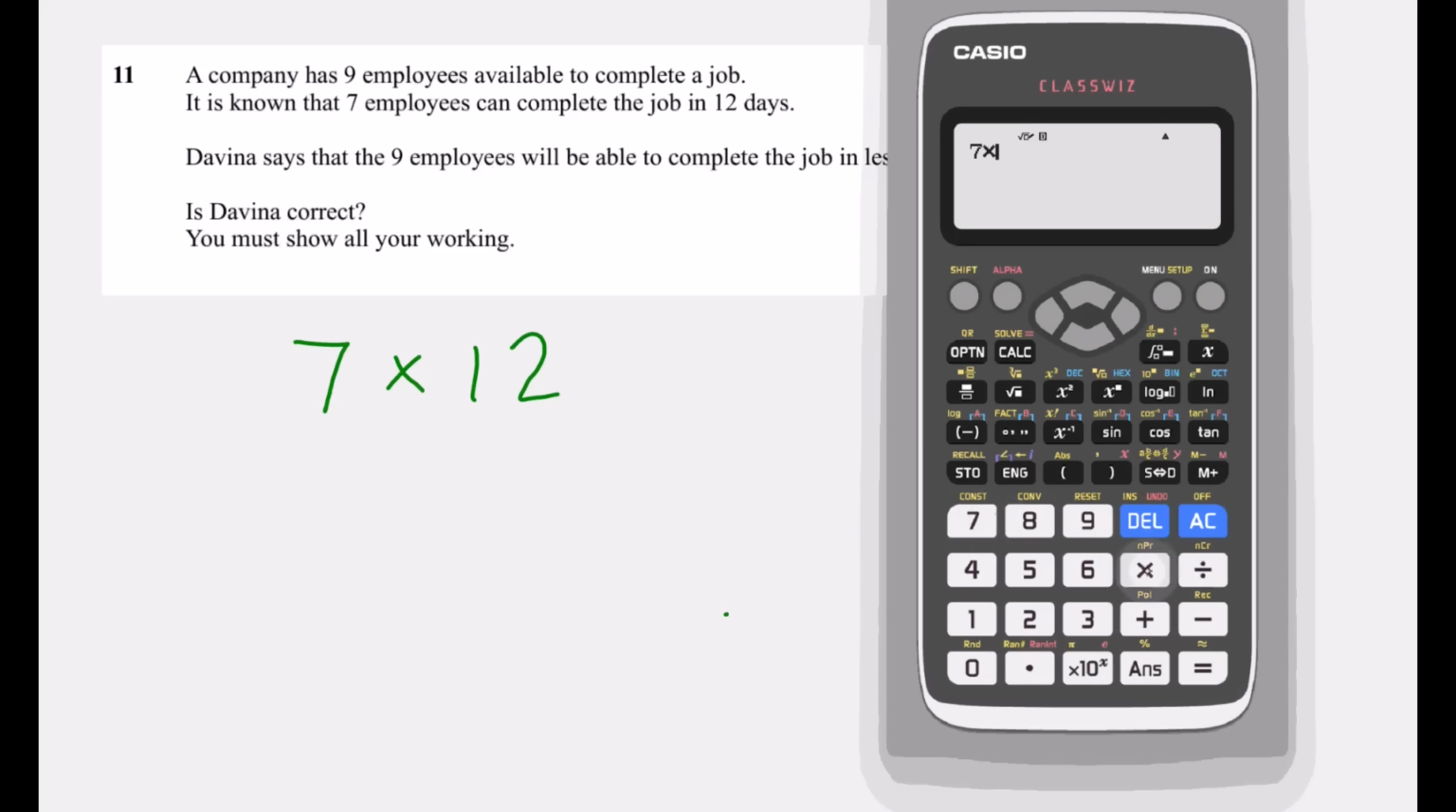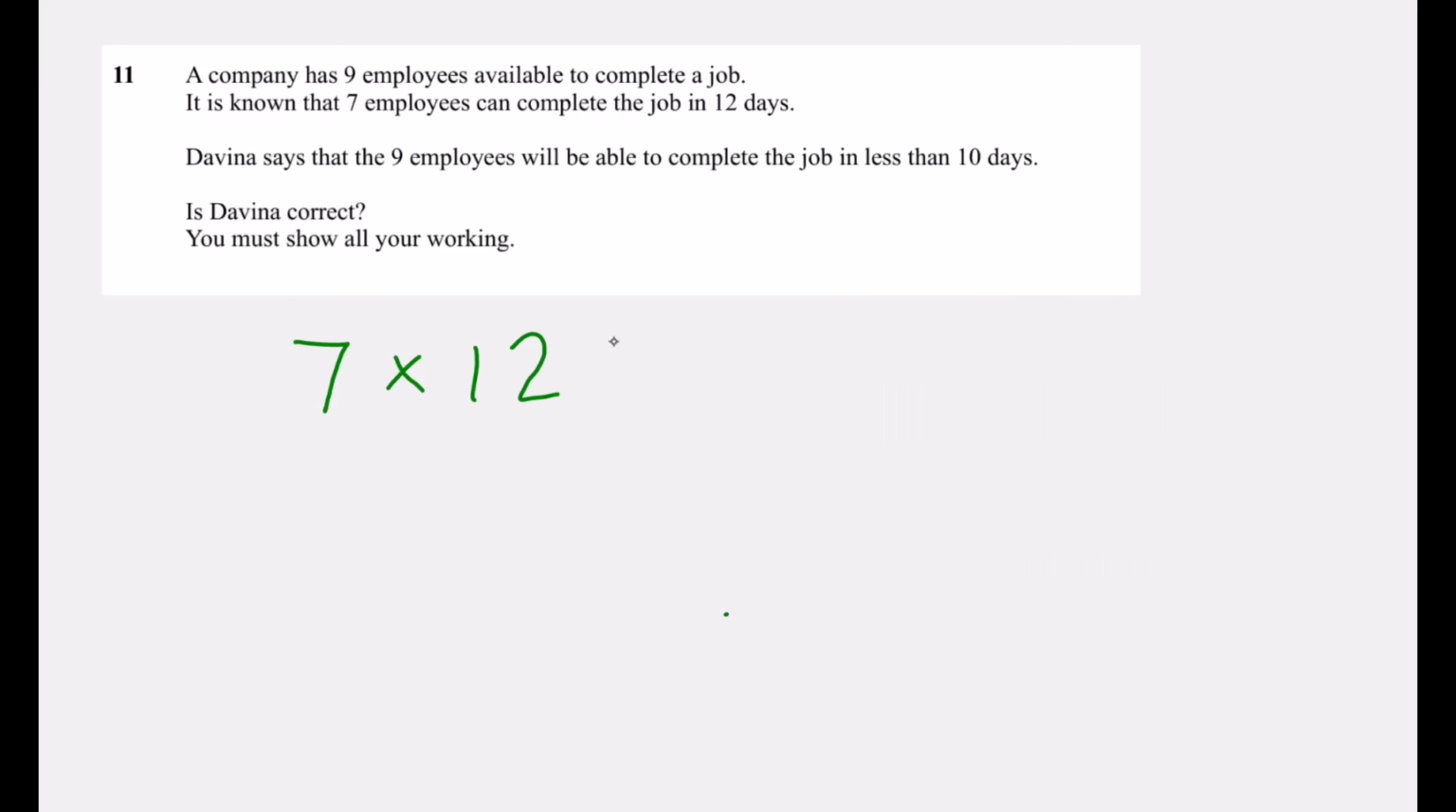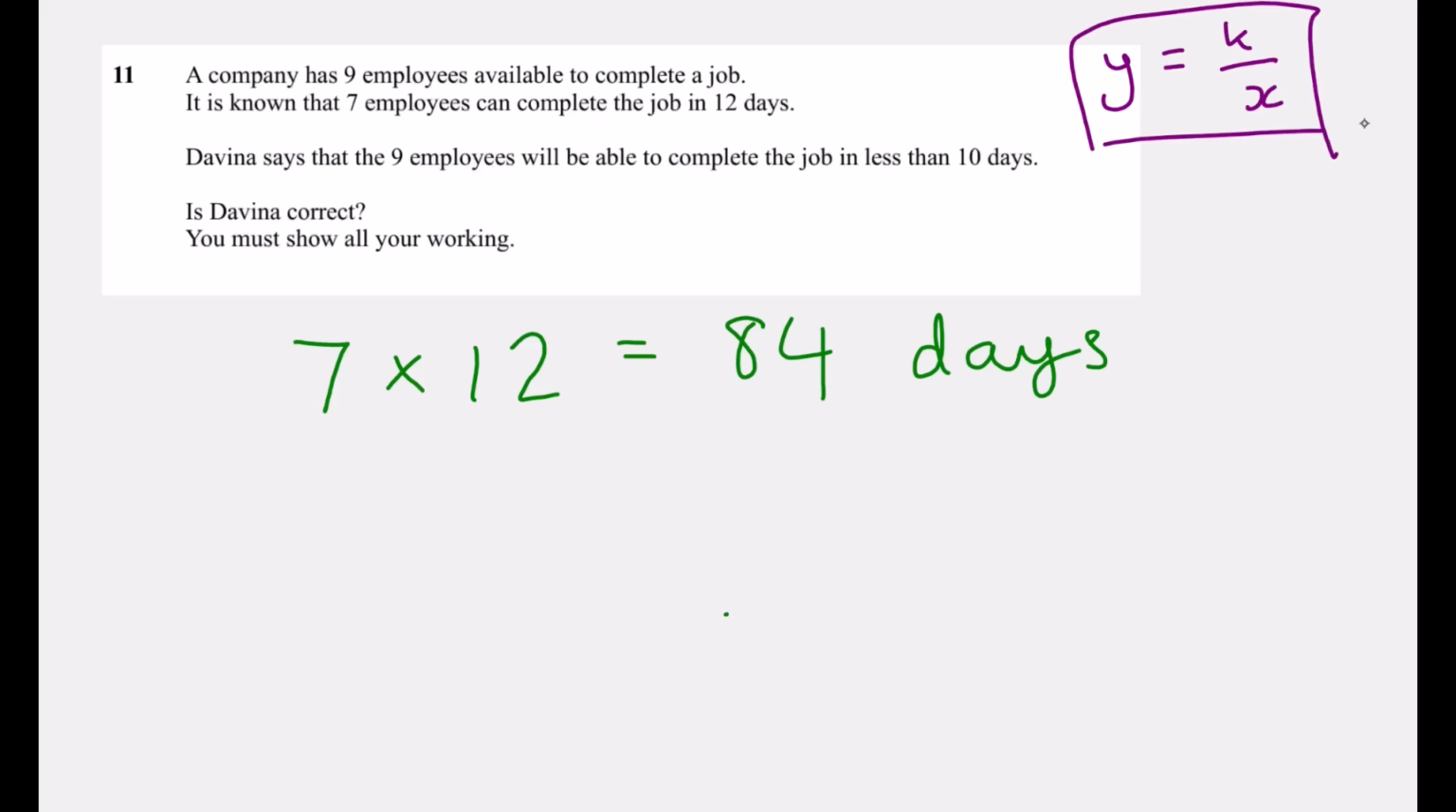So if we do 7 times 12, 7 employees can do the job in 12 days. So 7 times 12 is 84. So there's 84 days of work to be done. It would take 1 employee 84 days to do this job. And if we had a formula, if it was y equals k over x, our k would be 84. So we could change this into a formula, y equals 84 over x, if we wanted to.